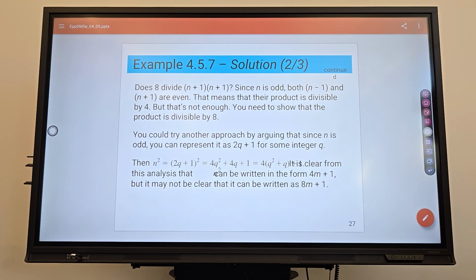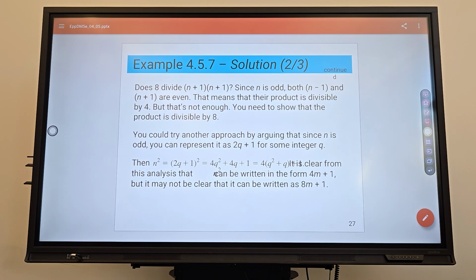Well, since n is odd, both n minus 1 and n plus 1 are even. That means their product is divisible by 4. That's not enough. You need to show that the product is divisible by 8.